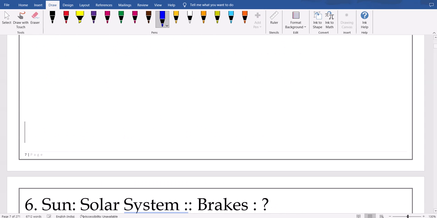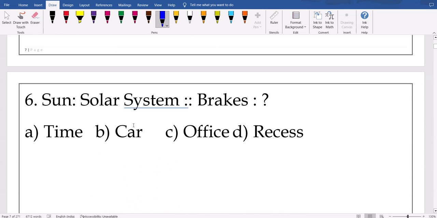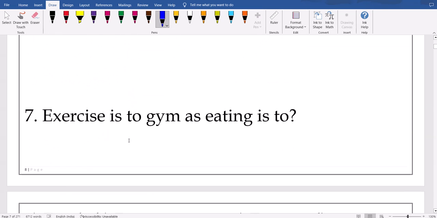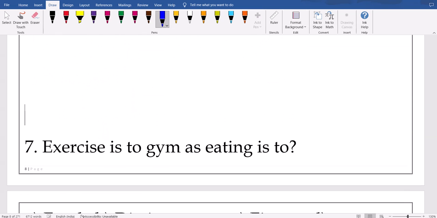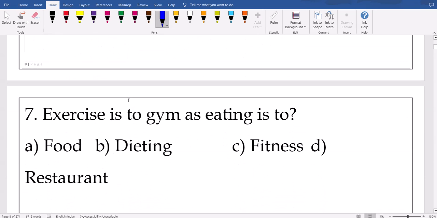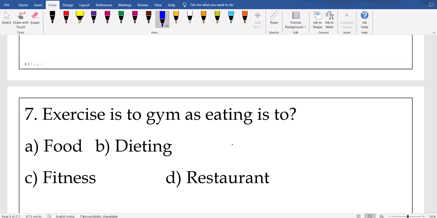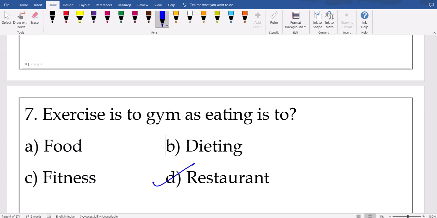Yeah. So sun is a part of solar system. Brakes is a part of car. Good. Exercise is to gym. Eating is to restaurant. Many may be worried about food and all, but the correct option is restaurant. We do exercise in a gym, where a lot of other things are also there. For eating, people may think about food also, but the best suitable is restaurant here.